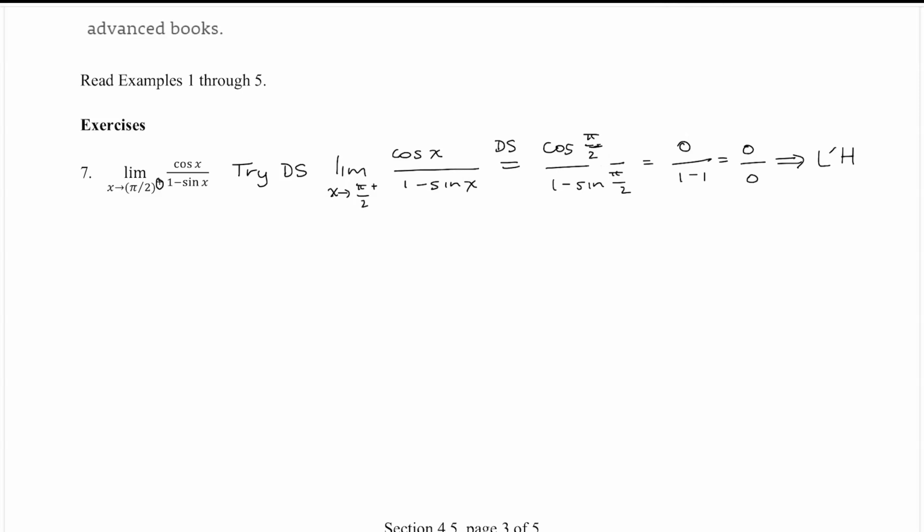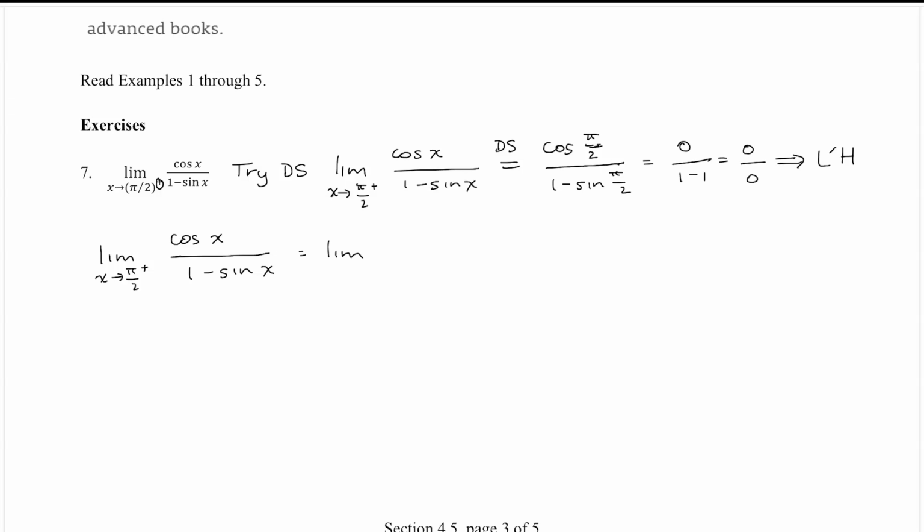So again, this is the kind of thing that you definitely want to show as part of your work. You don't want to just willy-nilly immediately start using L'Hopital's rule. You have to actually show why it's okay to use the rule. Okay, so now we're going to invoke the rule.